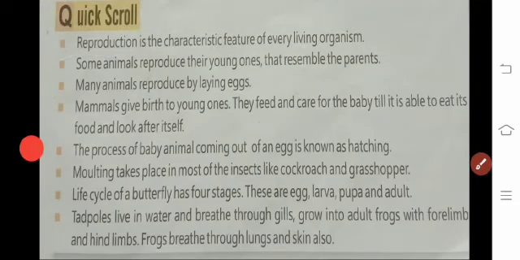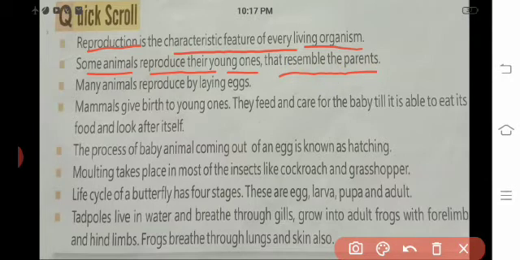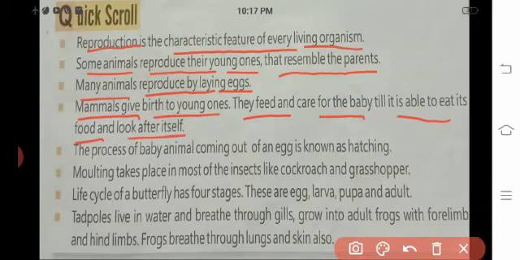Okay, we can see the quick scroll. It's a very important thing. Reproduction is the characteristic feature of every living organism. Some animals give birth to young ones that resemble the parents. Many animals reproduce by laying eggs. Mammals give birth to young ones. They feed and care for the baby till it is able to eat its food and look after itself.